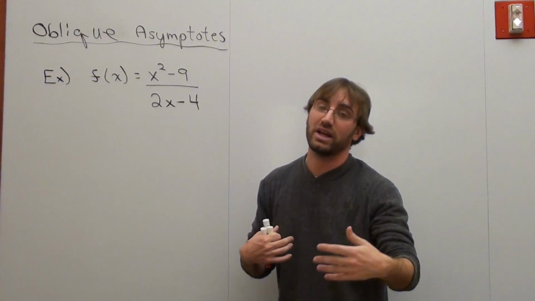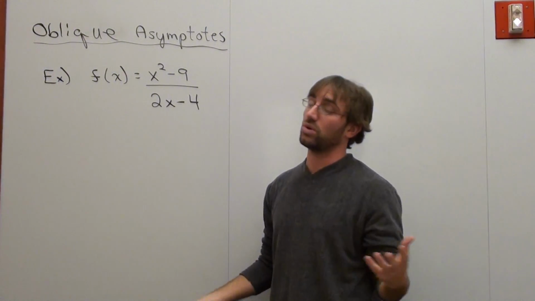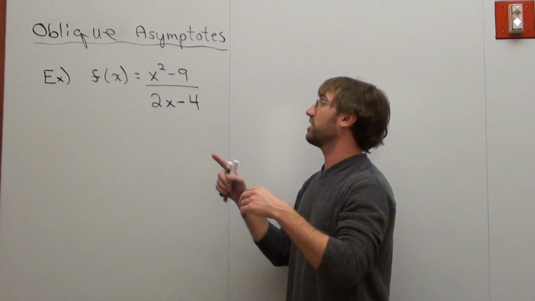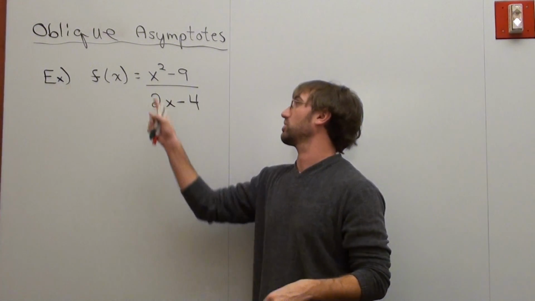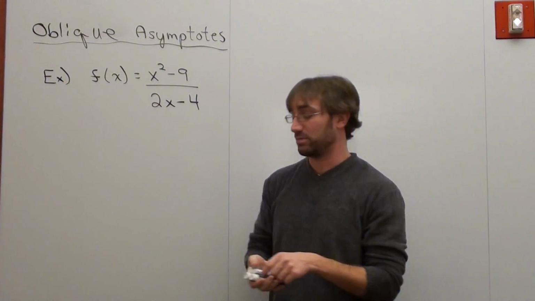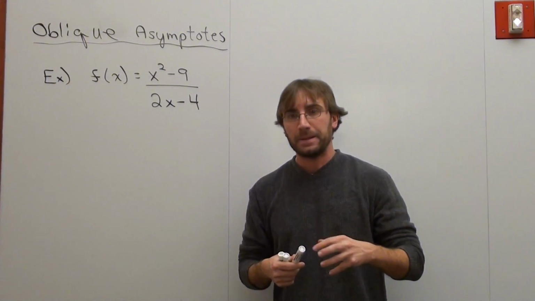And if the degree of your numerator is bigger than the degree of your denominator, there is no horizontal asymptote, except, and there is a precaution here, if the degree of your numerator is 1 bigger than the degree of your denominator. So this is a 2 and this is a 1, then you have something called an oblique or a slant asymptote. And that's what we're going to talk about here. There is a slant asymptote to figure out. And there's a way to do it.